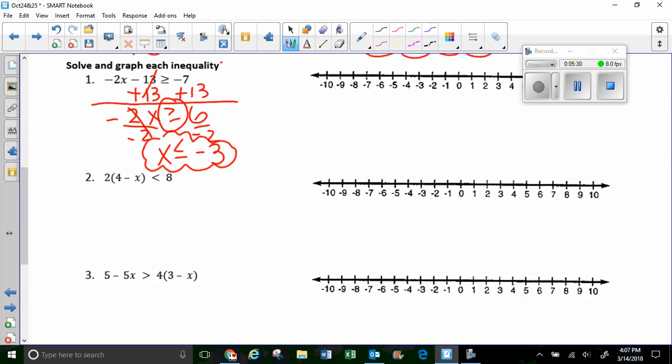So I'm going to go up to my number line here, and I'm going to draw a closed circle, right, because it's got that line underneath it, so equal to, and I'm going to draw my arrow to the left.